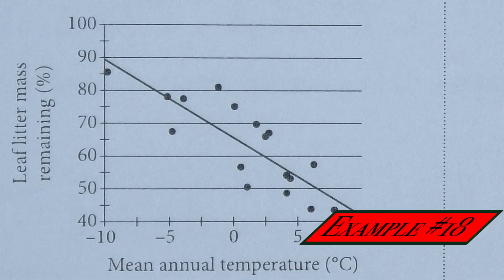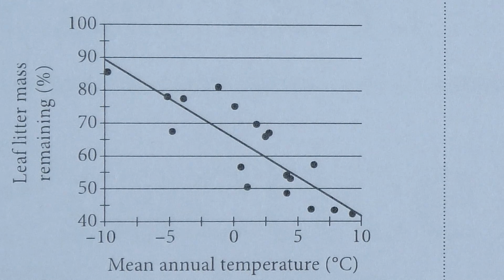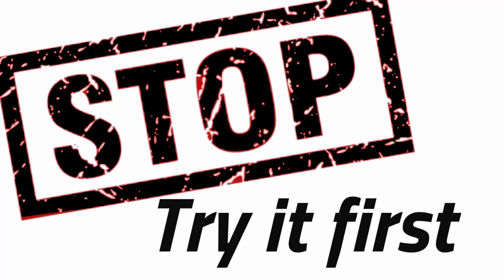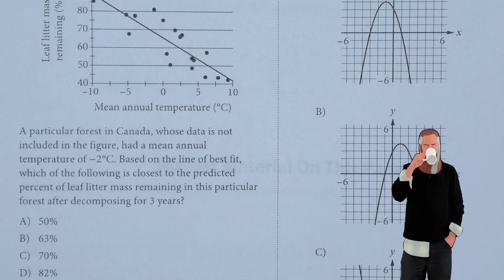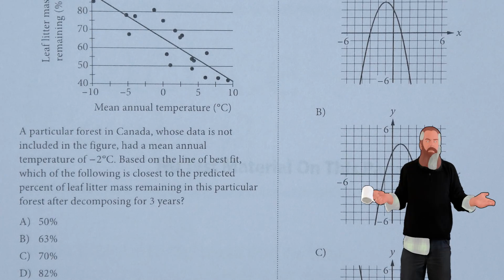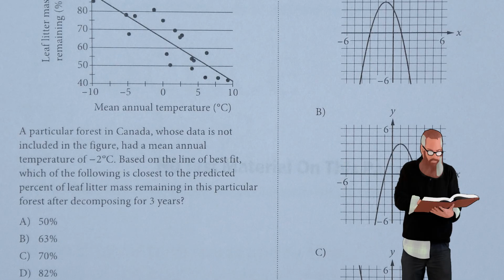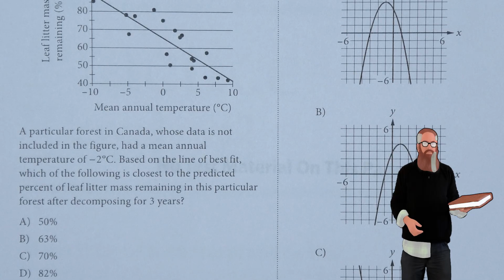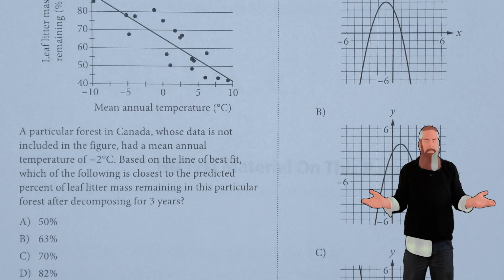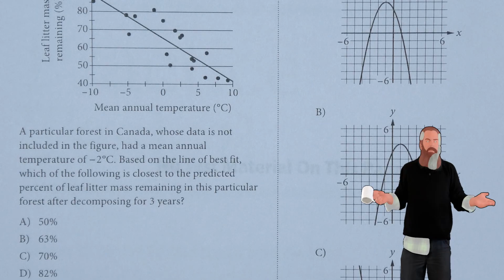The figure shows the relationship between the percent of leaf litter mass remaining after decomposing for 3 years and the mean annual temperature in degrees Celsius in 18 forests in Canada. A line of best fit is also shown. A particular forest in Canada, whose data is not included in the figure, had a mean annual temperature of -2 degrees Celsius. Based on the line of best fit, which of the following is closest to the predicted percent of leaf litter mass remaining in that particular forest after decomposing for 3 years?